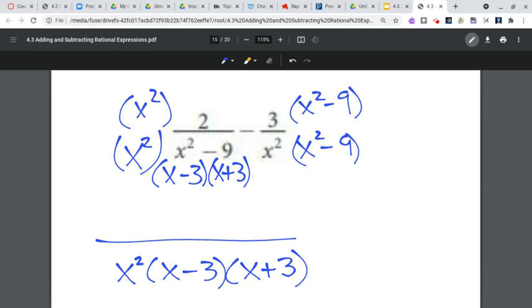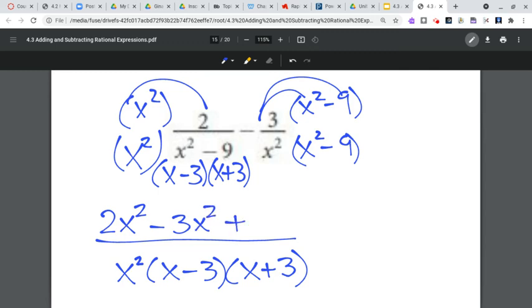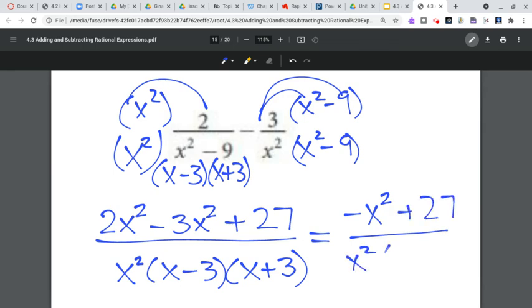Okay. At the top, we're going to do the distribution here, here, and here, which is going to give us 2x squared minus 3x squared plus 27. Combine like terms, and our numerator gives us negative x squared plus 27 over x squared parentheses x minus 3 parentheses x plus 3. And I can't do anything further because the top is not factorable. I can pull out a negative 1, but it's not going to help us at all.